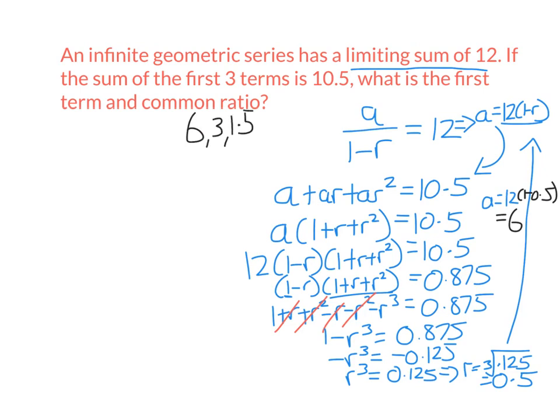So you can see the first three terms add to 10.5. The next term will be 0.75 and so on. So if I add infinitely many terms, I get 6 divided by 1 minus a half is equal to 12. So this is the sequence. It has a limiting sum because r is between minus 1 and 1.